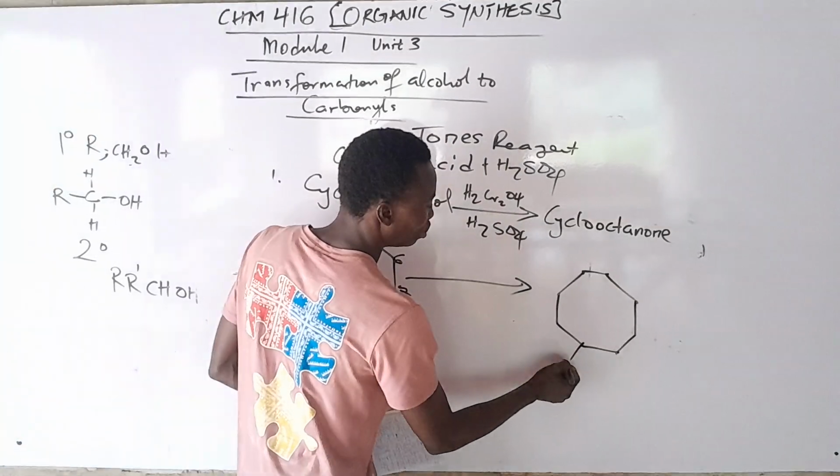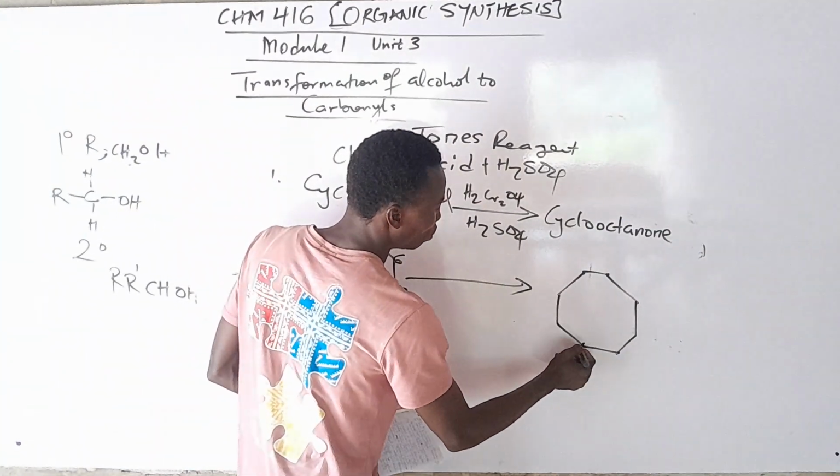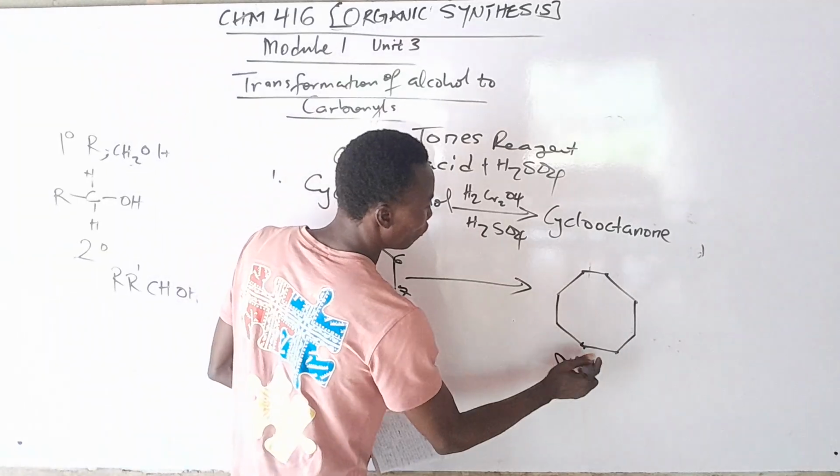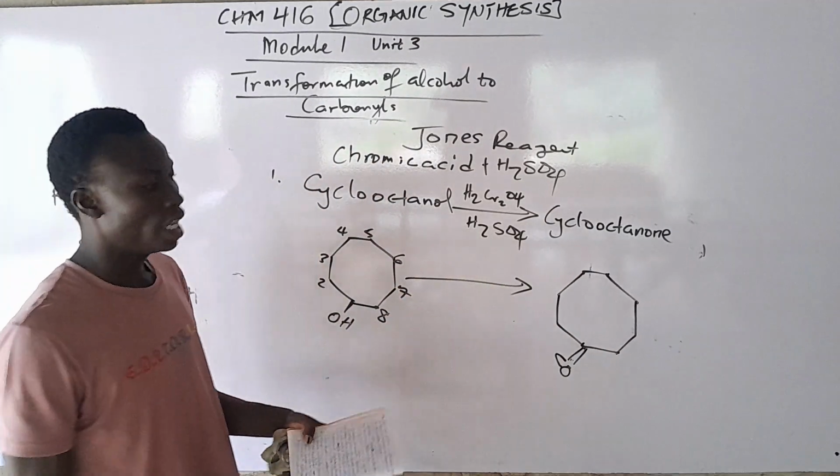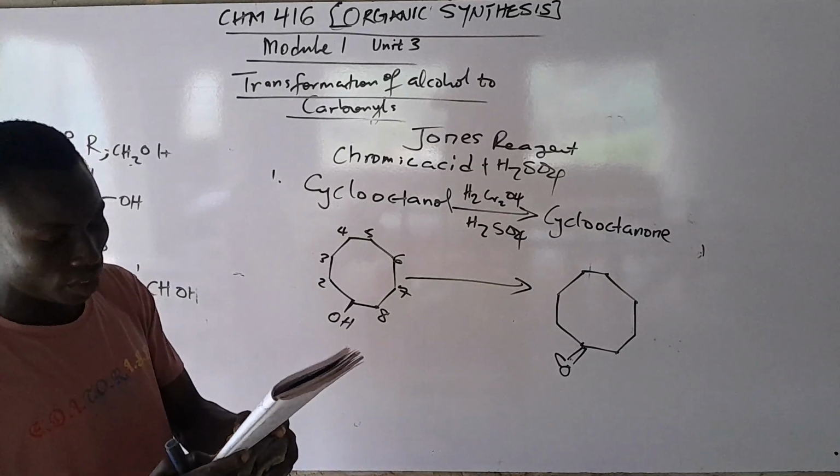To any position, you just add your CO. Please don't forget that the functional group of the alkanone is CO. It is very, very important.